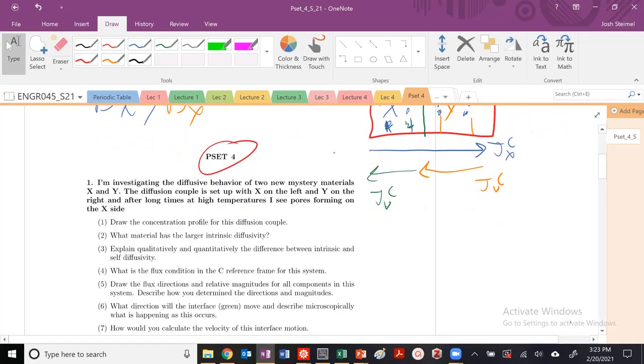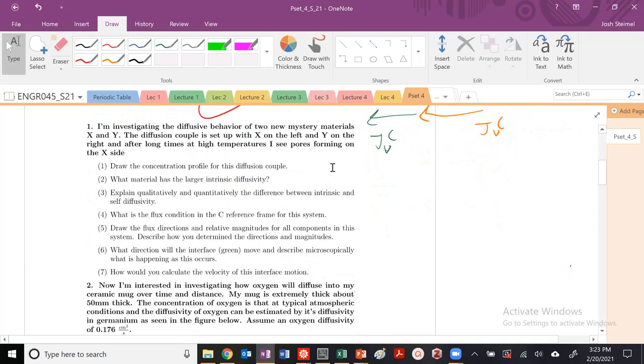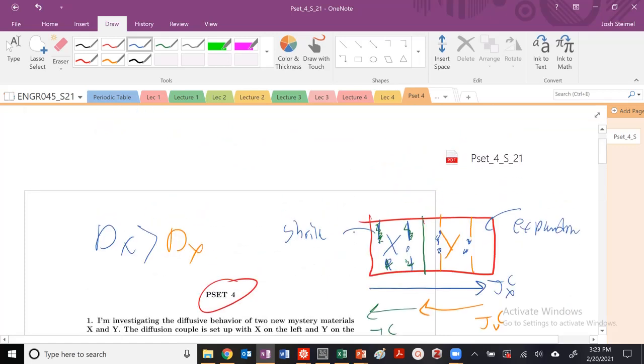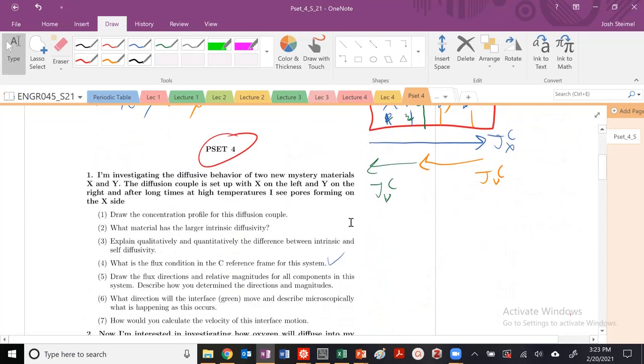We answered quite a few questions already. We've described this, we drew the fluxes, and because this material is expanding, we know that the interface is going to go in this direction. So this one's done: the flux, how we determined it, and whether it is going to move. Okay, let's answer the rest of these problems.